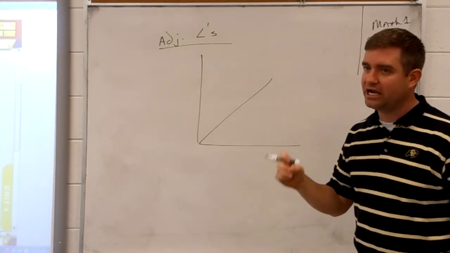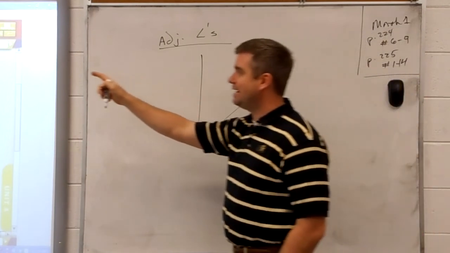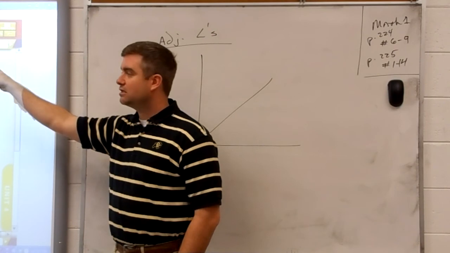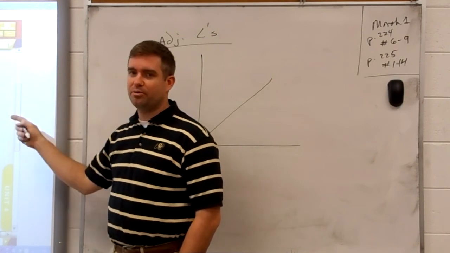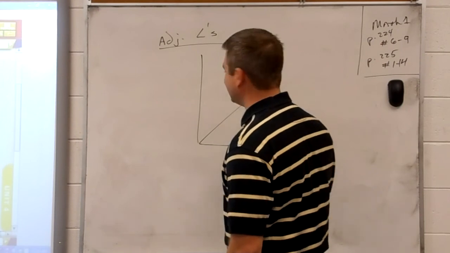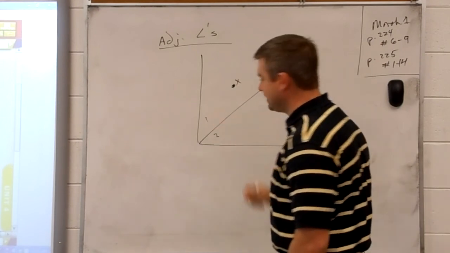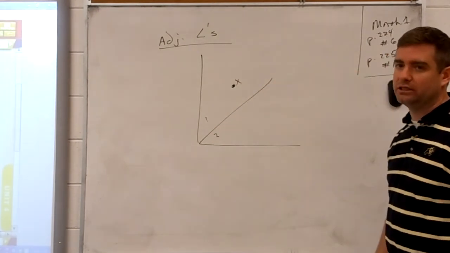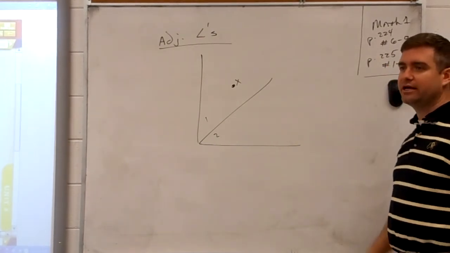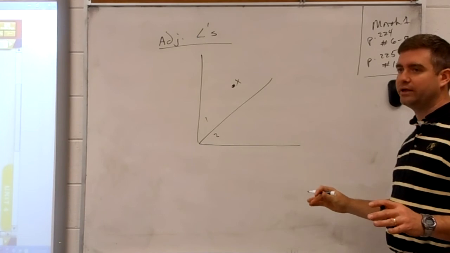However, you have to be very careful. What does the second line of the definition say? They cannot have what? No common interior points. Well, what does that mean? Here's point X, and here's angle 1 and angle 2. Is point X in angle 1? Yes. Is point X in angle 2? No. So they don't have common interior points.